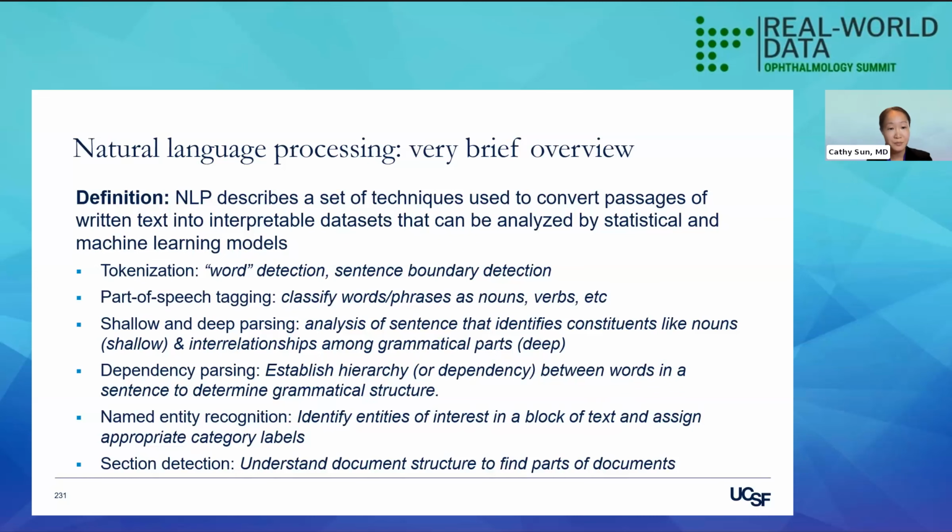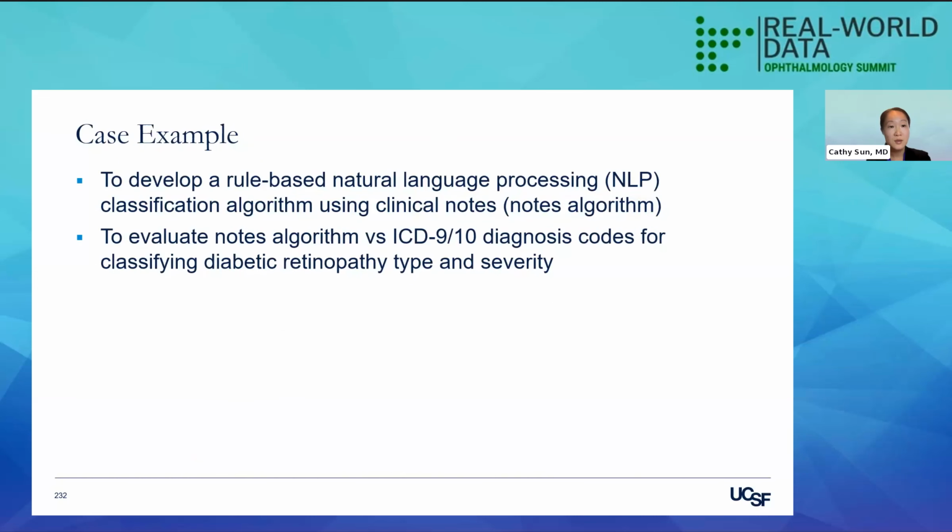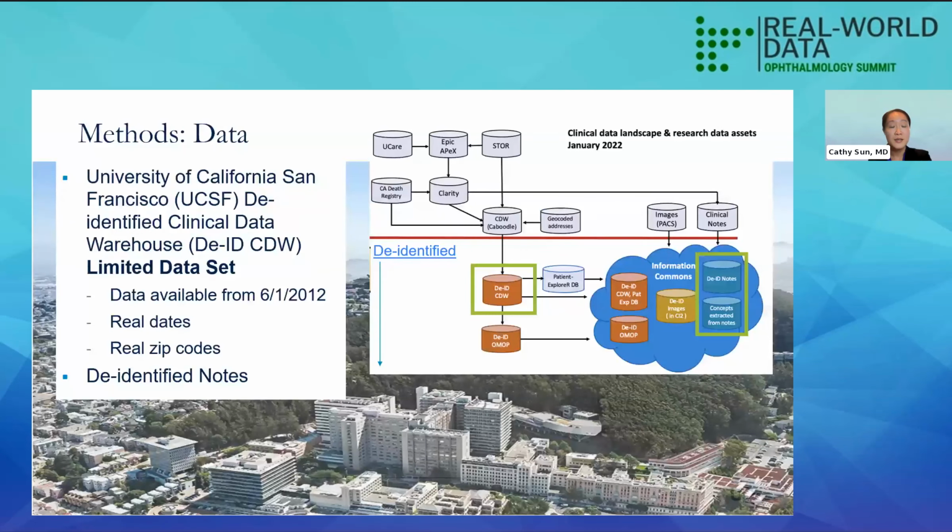So I'm going to go over a case example from my own research, which was to design a simple rule-based natural language processing classification algorithm using clinical notes, and to compare that to ICD-9 and ICD-10 diagnosis codes for diabetic retinopathy. In this study, we used data from the UCSF de-identified clinical data warehouse, which is structured data or discrete elements. And then we also used de-identified clinical notes.